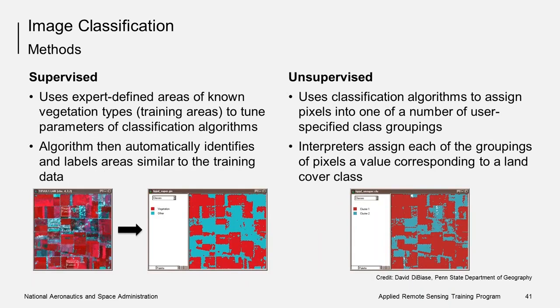There are many different ways to create land cover maps. 2 common methods include supervised and unsupervised. The supervised method can use either a pixel-based approach or an object-based approach. The unsupervised method uses a pixel-based approach. The supervised method uses user-defined areas of known land cover types that are called training areas. These areas are then used to define the statistical parameters of classification algorithms. The algorithm then automatically identifies and labels all pixels or segments that are statistically similar to the training data. In the unsupervised method, a classification algorithm assigns each pixel into one of a number of user-specified classes. Then interpreters assign each of the pixel groupings a value corresponding to a land cover class.